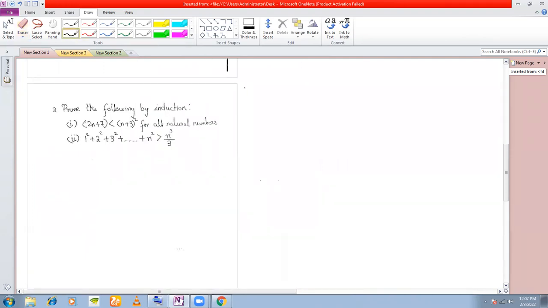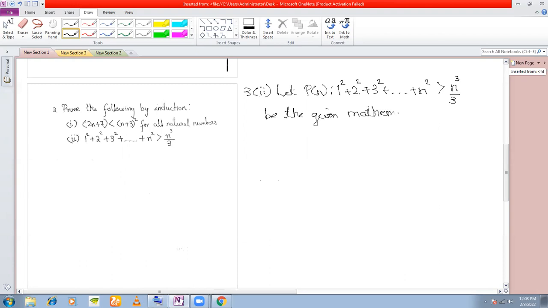Part 2. Again, a question on inequality. Proof by induction, the statement. So let Pn: 1 square plus 2 square plus 3 square up till n square is greater than n cube by 3 be the given mathematical statement, where n is a natural number.